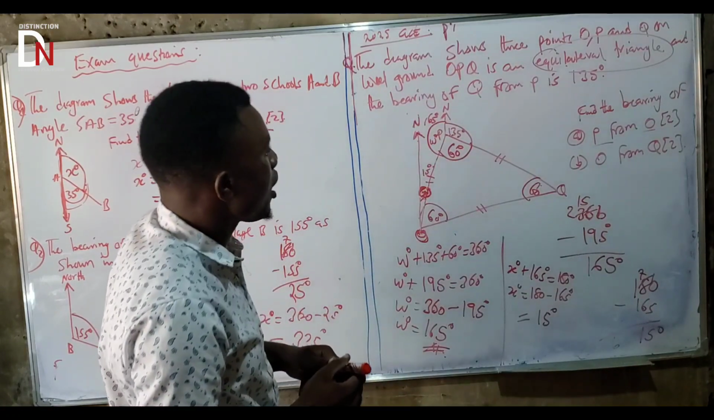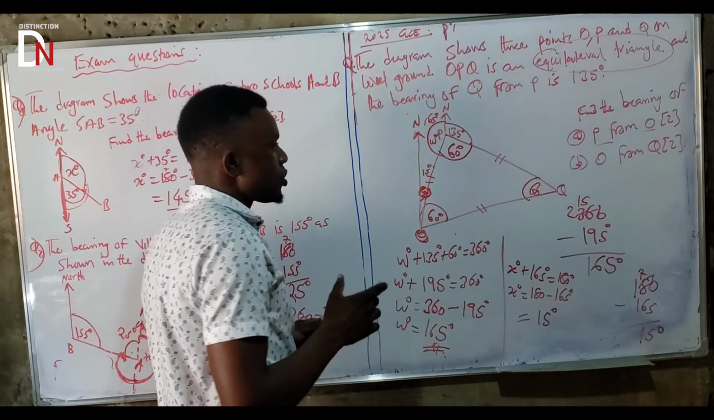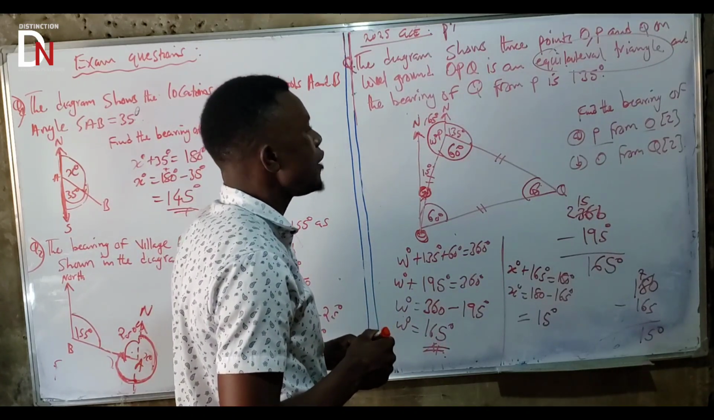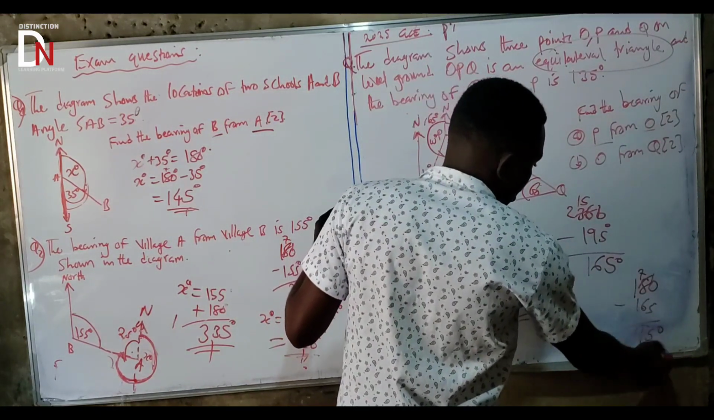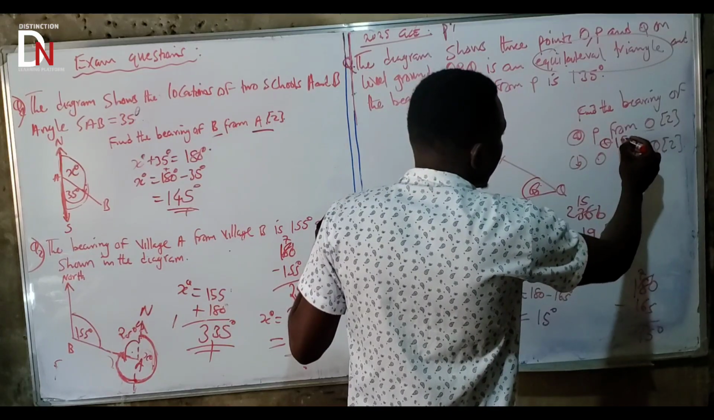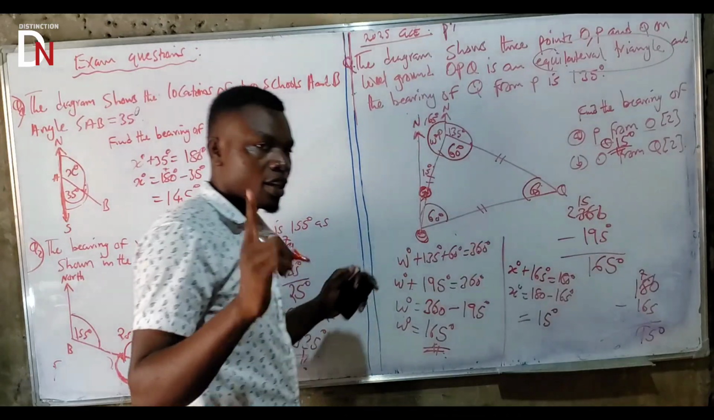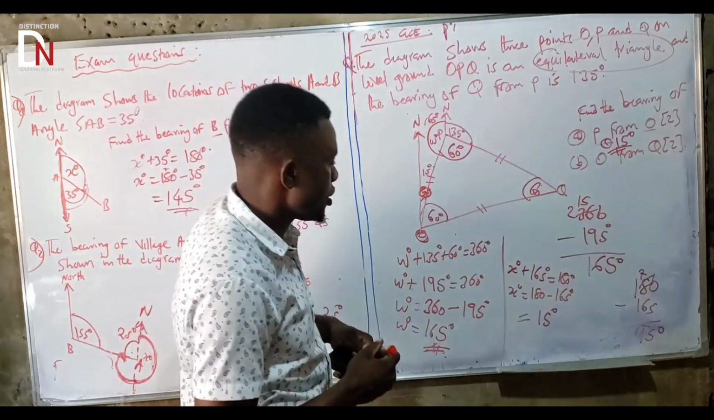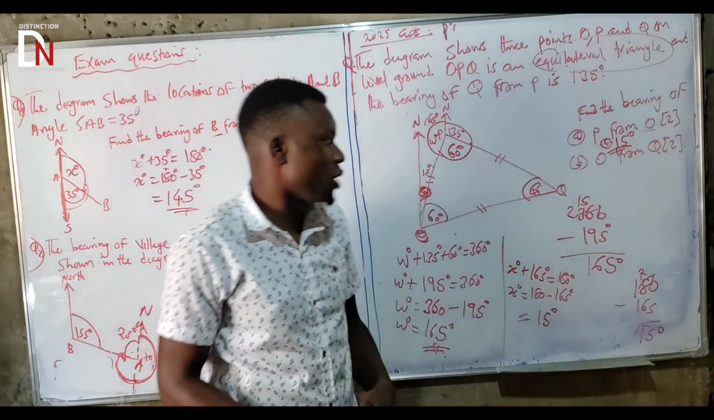But remember, we want to find the bearing. Therefore, what should be the answer? So the bearing of P from Q is not 15 degrees, but rather 015 degrees. Remember, bearings are always indicated using 3 digits. So the answer is what? 015 degrees. Let us look at B.